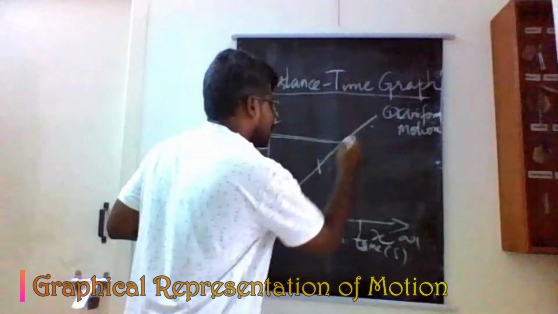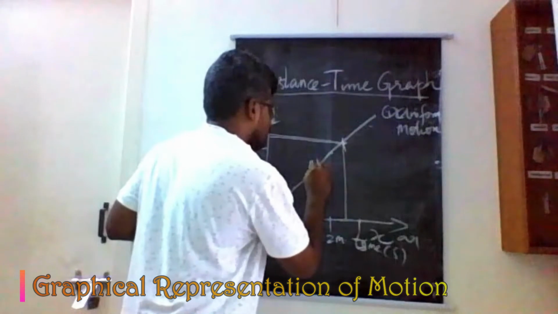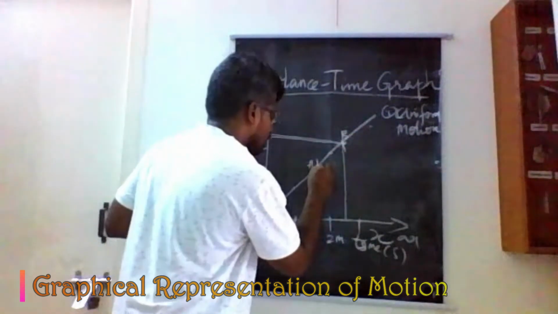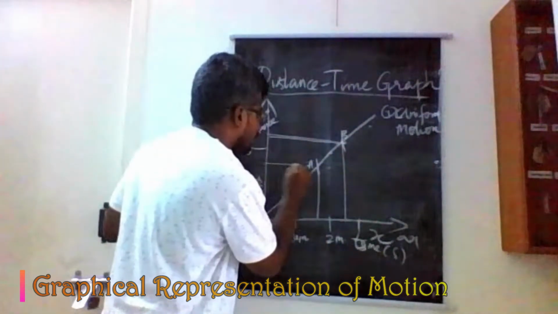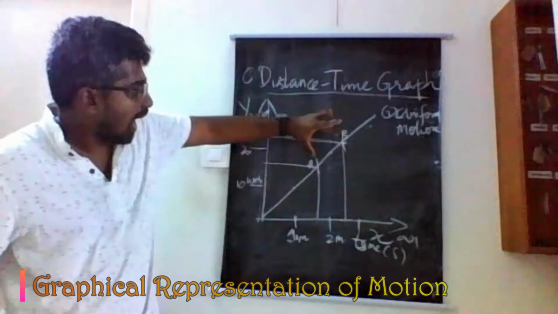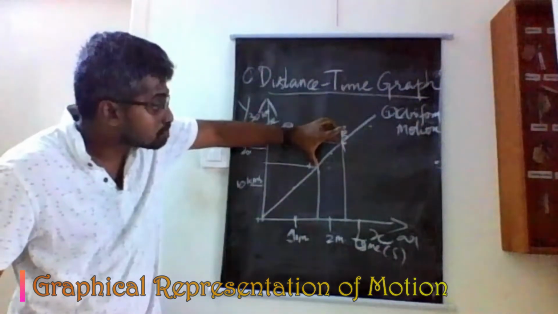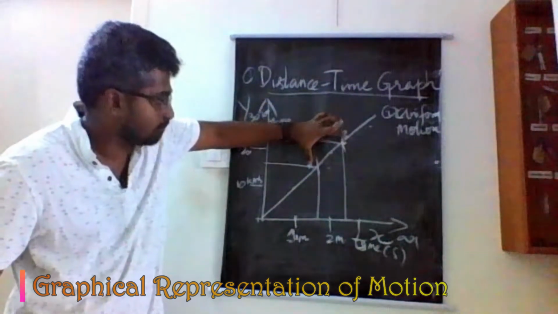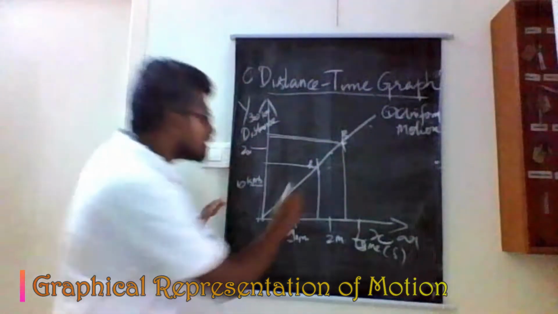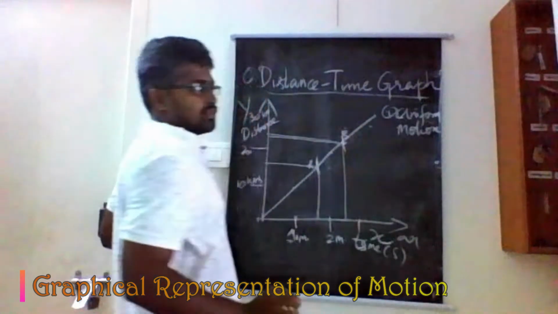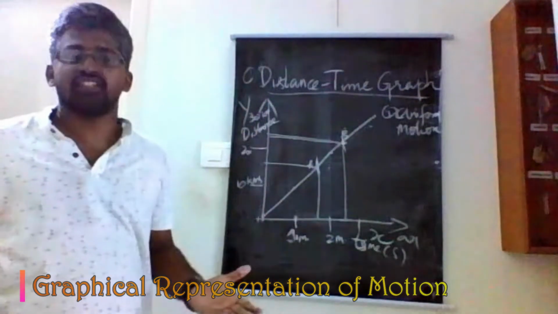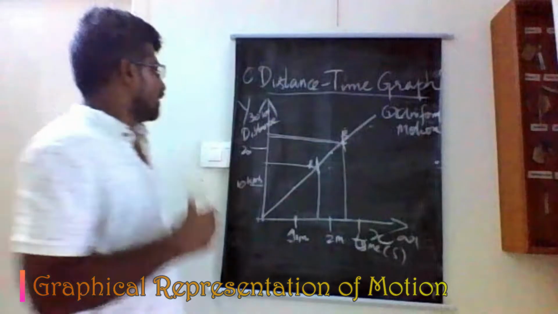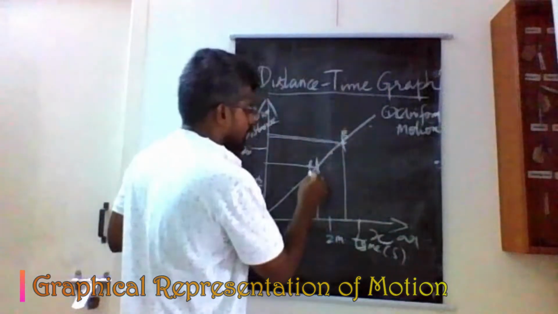For example, take 2 points. This point is A, this point is B. Draw a vertical line, draw a horizontal line. So, I am calculating what is the speed of the vehicle in the interval of time A and B. In this interval, what is my speed? We know that it is a constant speed. What is the speed?